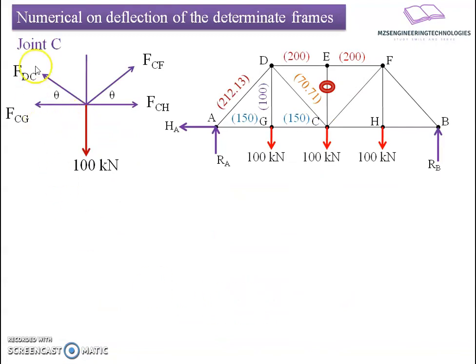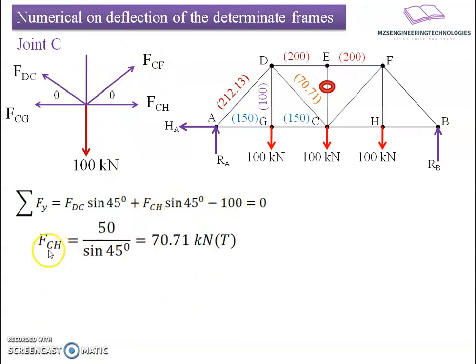If I go towards joint C, there are four forces here. FCF and FCH are unknown to us, whereas FDC and FCG we have calculated from the previous statics. Now I will apply summation of forces in the vertical direction. What I will get here: the vertical components of these two forces, FDC sine 45, FCF sine 45, minus 100 will be the relation. If I substitute the individual values here, we get FCF equal to 50 divided by sine 45 degrees, which comes to be 70.71 kilonewton tensile in nature.